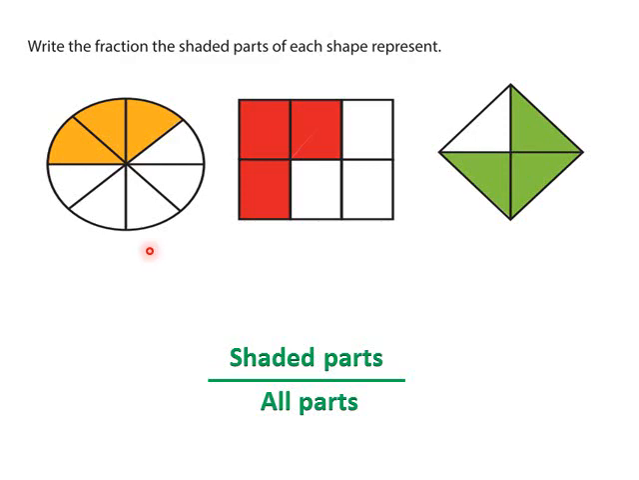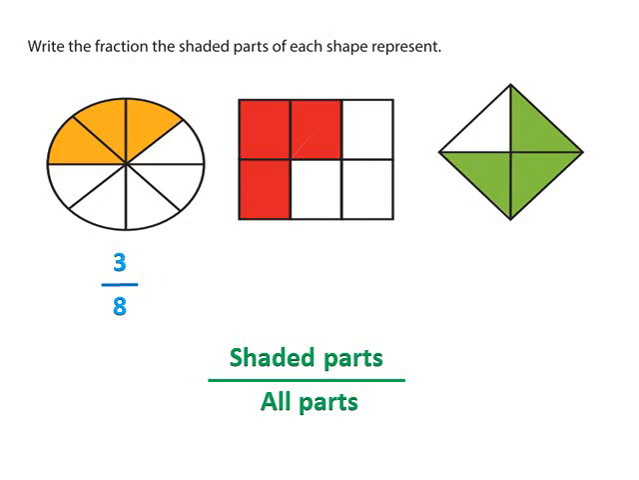So let's start with the first shape. How many shaded parts or colored parts do I have? 1, 2, 3. So I write 3. And then I draw the fraction line. And then at the bottom here, I put the number of all the parts. So let's count it. 1, 2, 3, 4, 5, 6, 7, 8 parts. So my fraction here is 3/8.